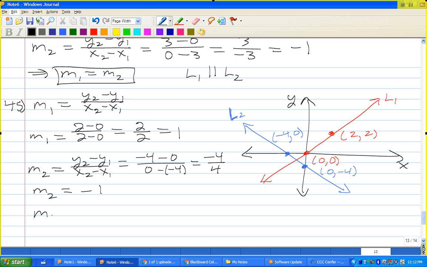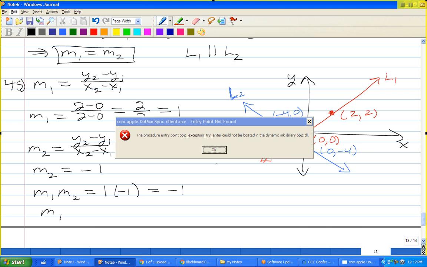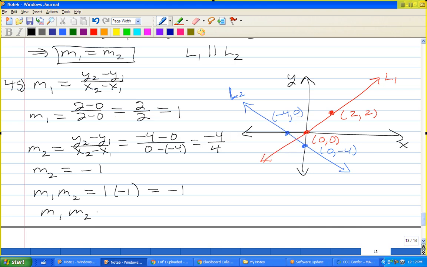So now notice that the product of their slopes is equal to negative 1. Therefore, these two lines are indeed perpendicular. Let me do problem number 47.